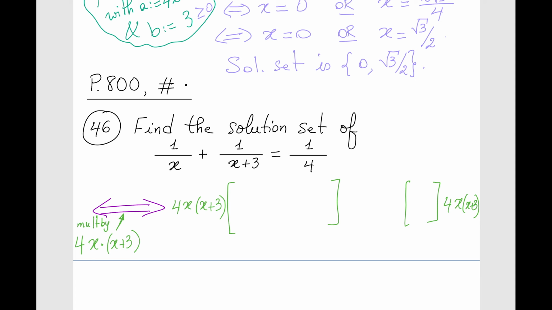And what did I have before? I had 1 over x plus 1 over x plus 3. I don't know why I crammed it. Since I have room, let me just erase it and rewrite it. So 1 over x plus 1 over x plus 3 equals 1 over 4.